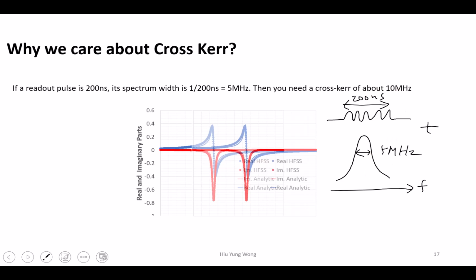Because you want to distinguish them, right? If yours are too close to each other, how can I distinguish this pulse? Because if this is 5 megahertz, and you only have, let's say, 2 megahertz separation, it's difficult to distinguish, because you still have noise to consider. So that is one reason, one way to calculate.